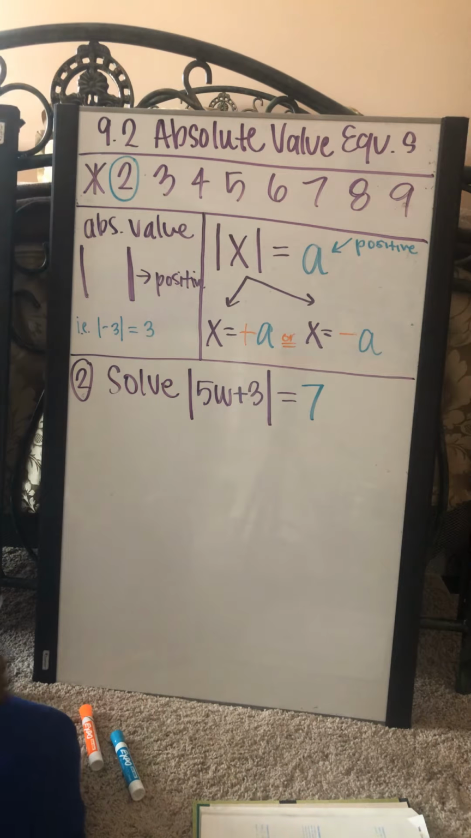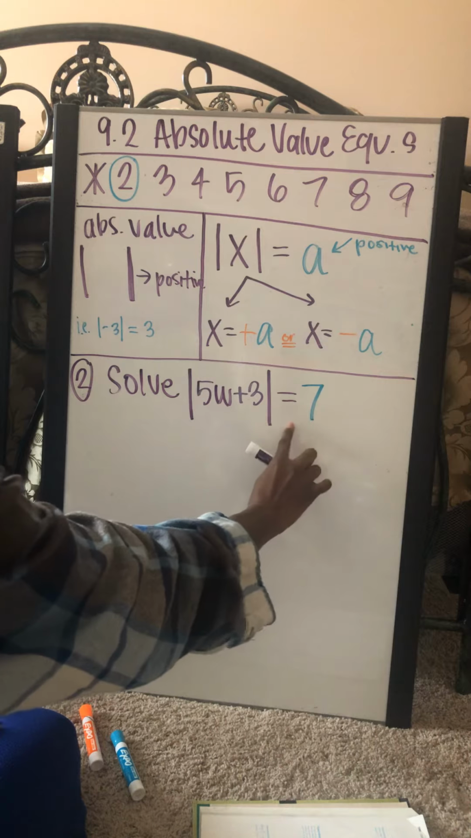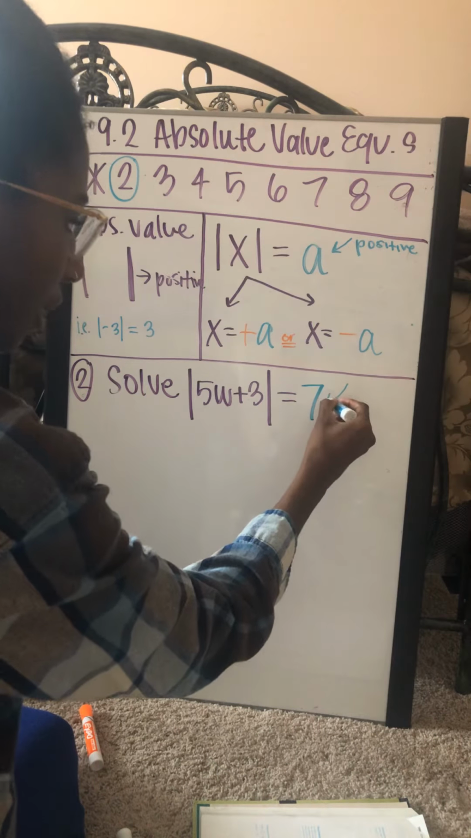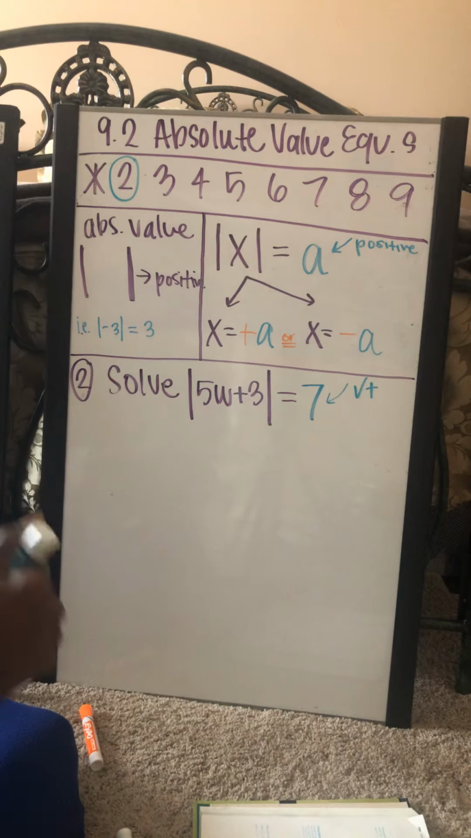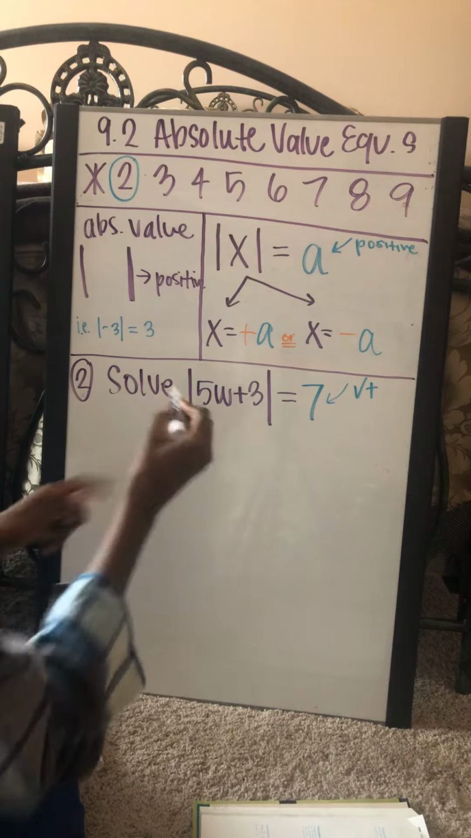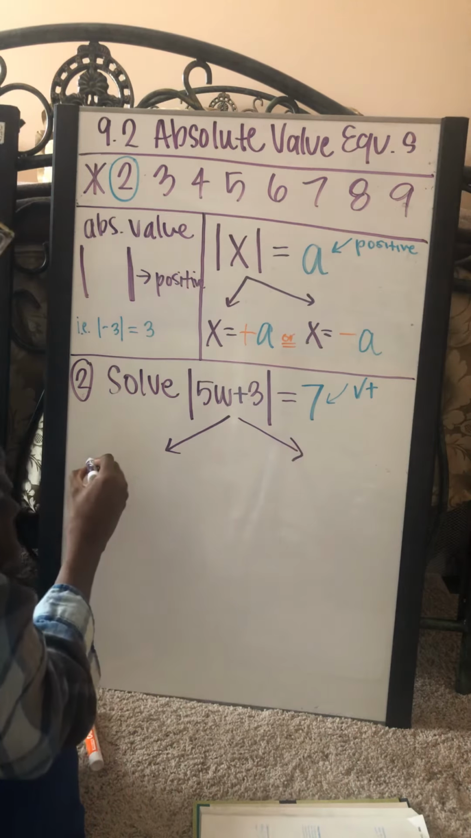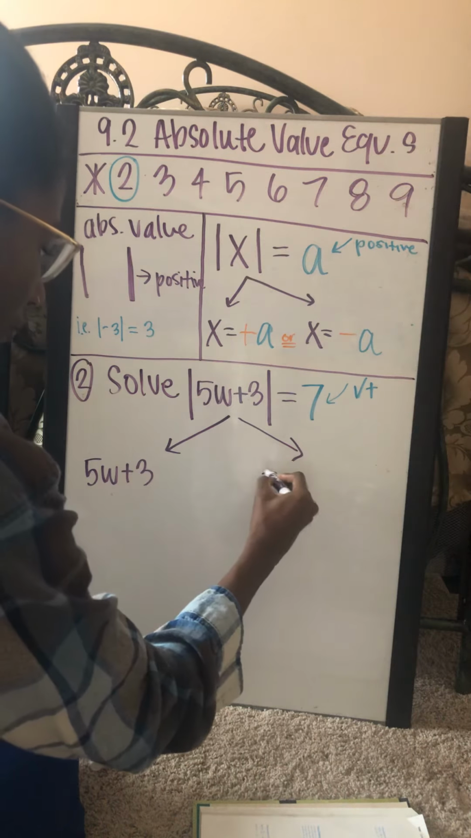Example 2. So we are asked to solve the absolute value of 5w plus 3 equal to 7. So again, the first thing that we need to do is make sure that our a is positive, and it is positive, so we can go into our next thing. So we take whatever's on the inside and we break it into two different parts. So we have 5w plus 3 on the inside, so I'm going to write that twice.